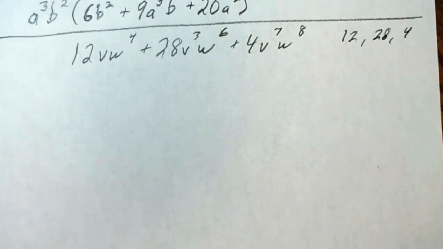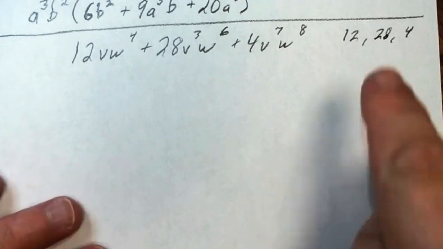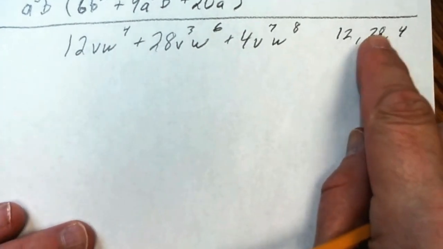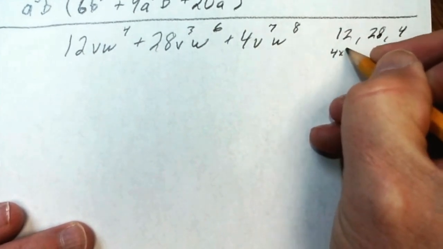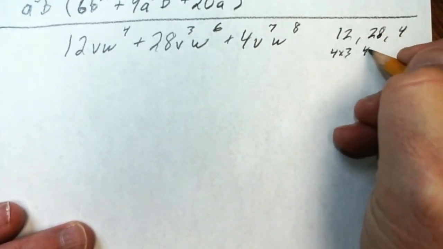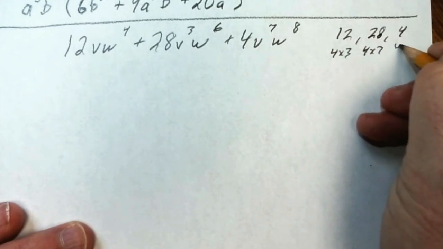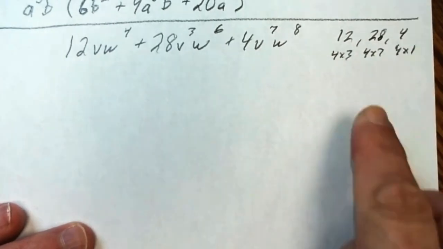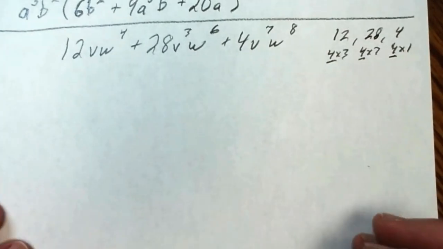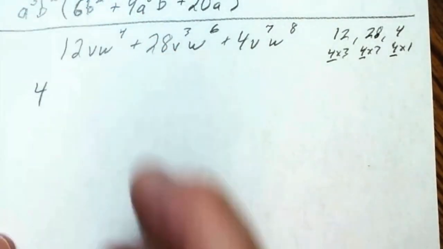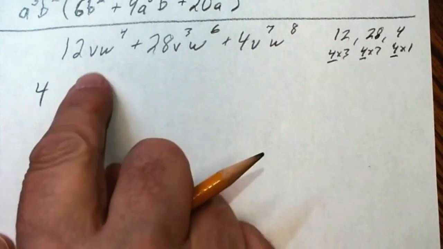So we can look at the factors of that. Can we factor any number that's in common with this? Well, this is 4 times 3. This is 4 times 7. And this is 4 times 1. So we can factor a 4 out. They all have 4 in common. So we can pull a 4 out front out of each term.